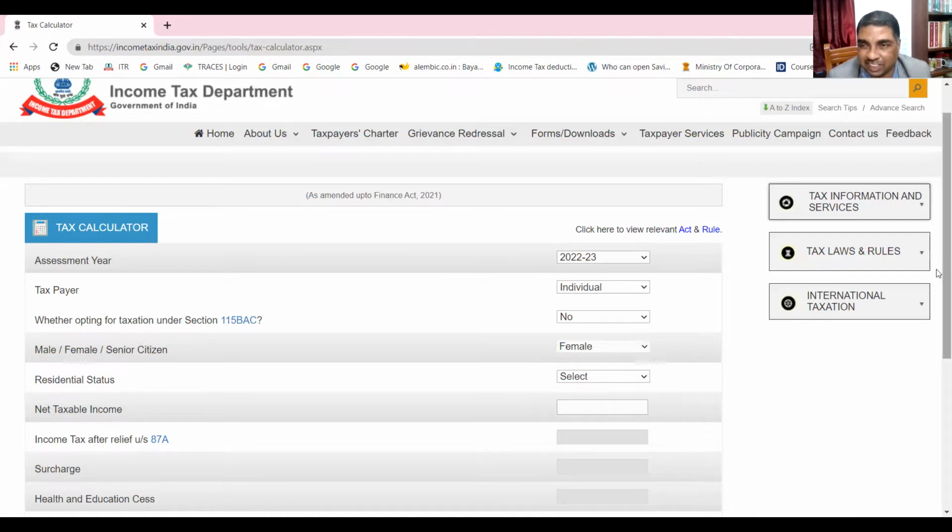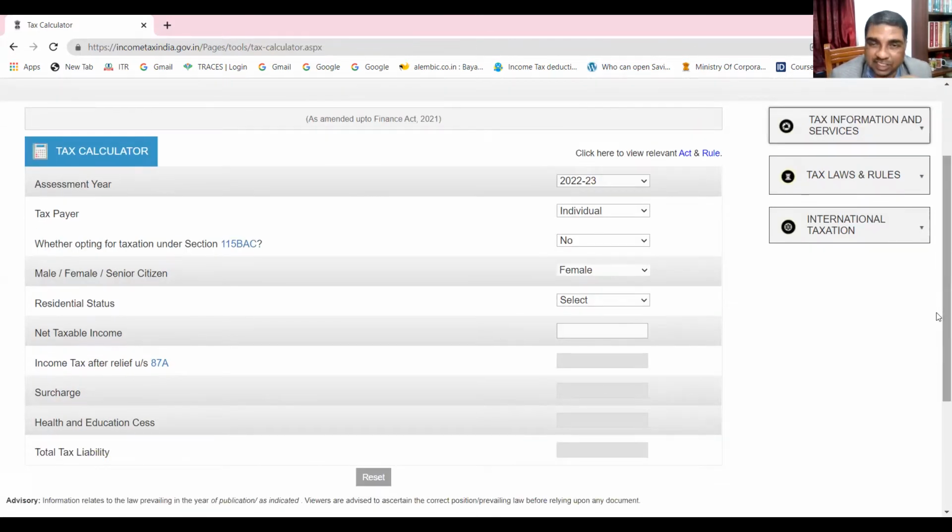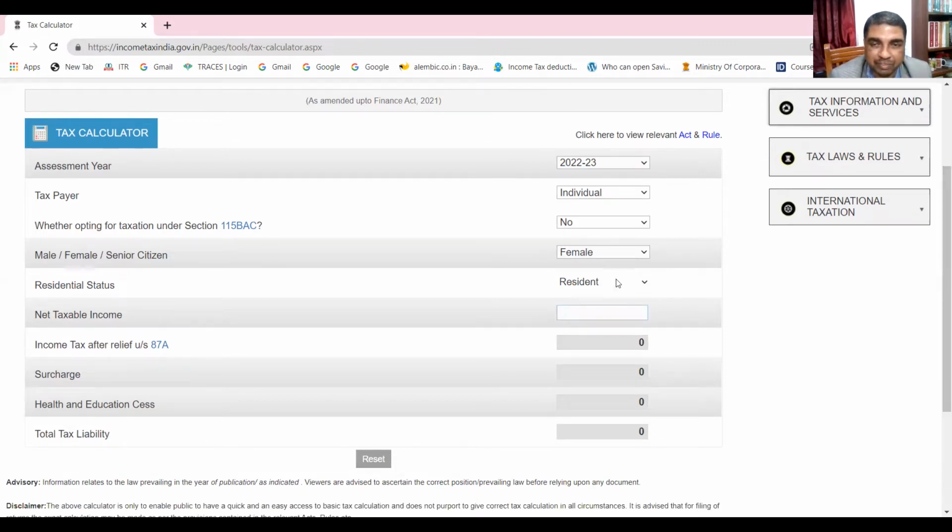Now, what is the residential status? You know, the total income depends on the residential status. So for the time being, we'll assume the residential status is resident. And in the example we have calculated, I showed you, we have taken the total income as 12 lakh. I wrote 12 lakh rupees. Fine. Now, if you press enter, you see what is the calculation. Is it the same that we have calculated?